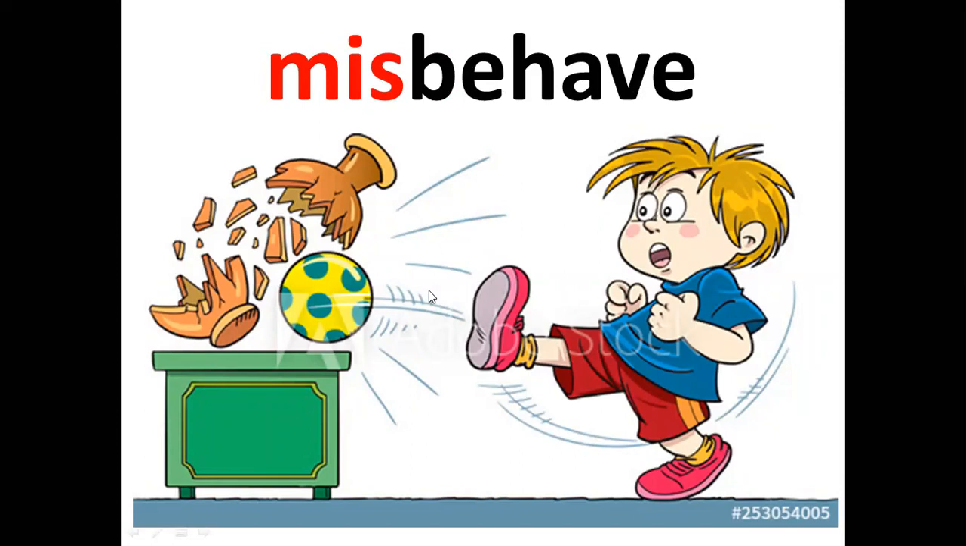What do you see here? He's a bad boy. He's playing with the ball inside the home. Is it a good way? No, he cannot play inside the home. He's playing inside the home, and the vase here is broken. It fell down. It's called misbehave. Misbehave means to act badly. He's acting badly, playing with the ball inside the home. It's bad behavior. Bad behave is misbehave, a wrong thing.